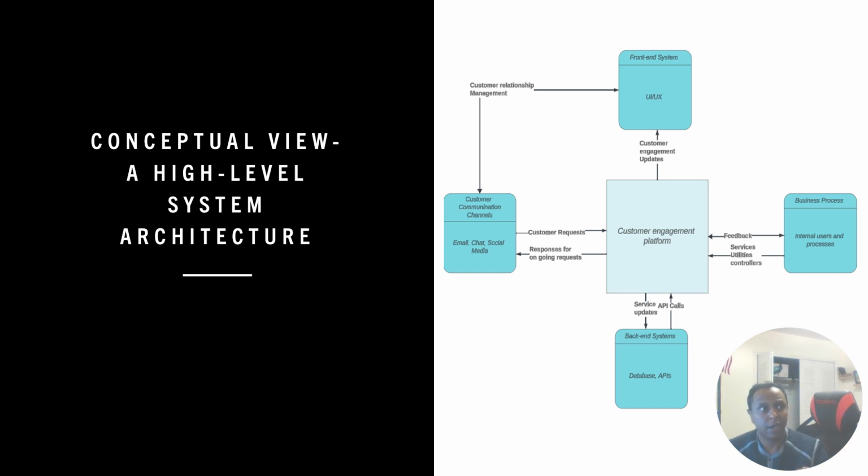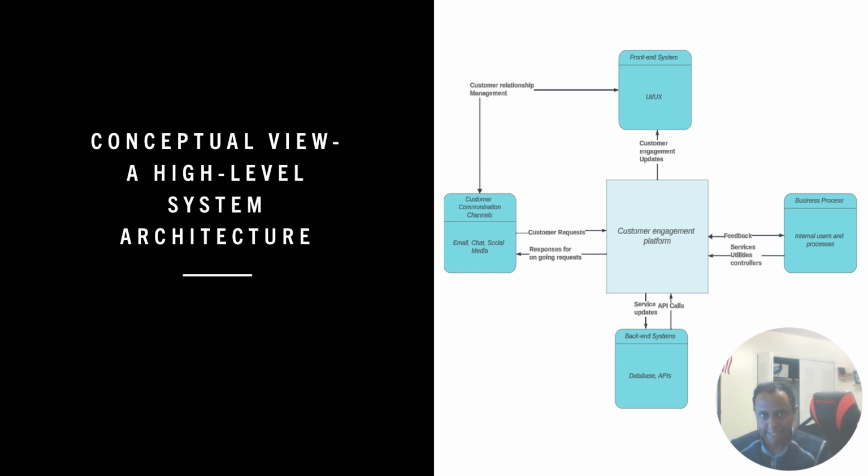It could be their information, or it could be their choice, or whatever the business is providing. So from the database, using APIs, that information or data will be fetched to our platform and sent as a response. And when this is done, an update will be sent to the front-end system, to the UI UX. UI means user interface, and UX means user experience. So it will be updated.